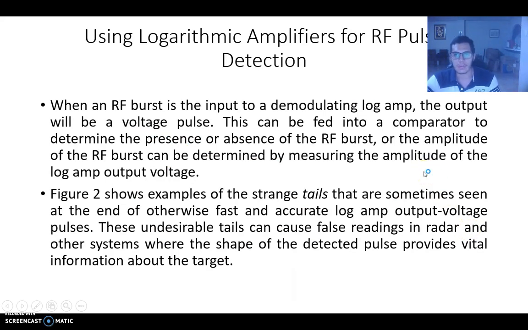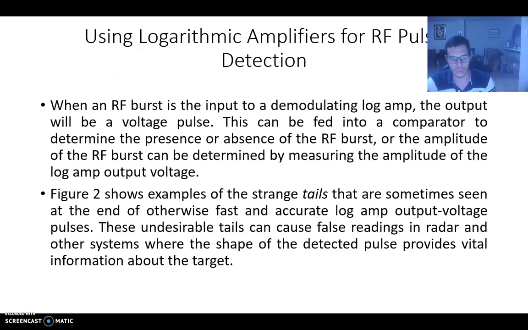Using logarithmic amplifiers for RF pulse detection. When an RF burst is the input to a demodulating log amp, the output will be a voltage pulse. This can be fed into a comparator to determine the presence or absence of the RF burst, or the amplitude of the RF burst can be determined by measuring the amplitude of the log amp output voltage.